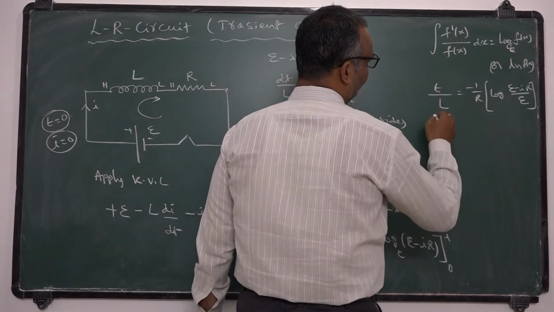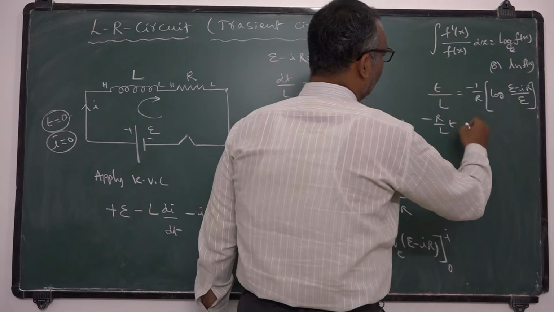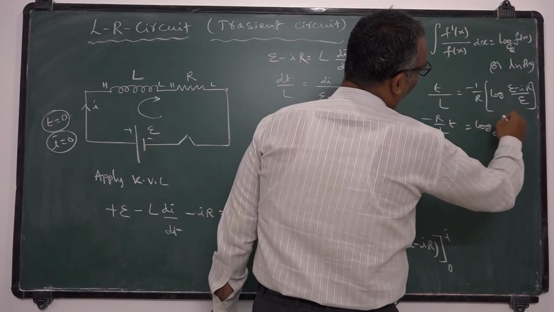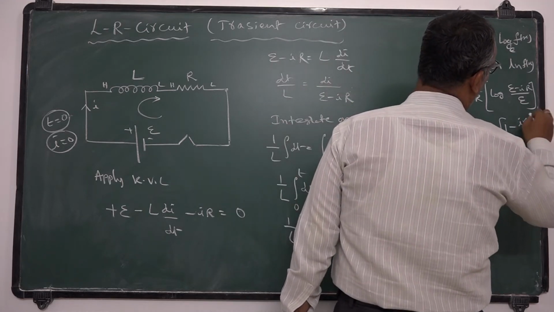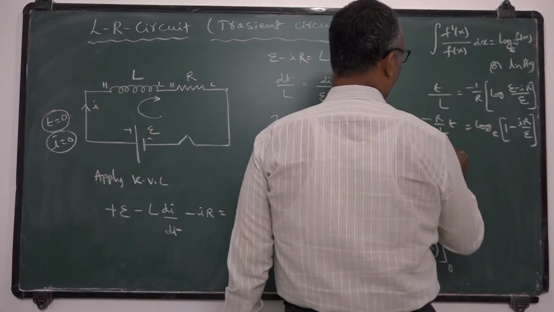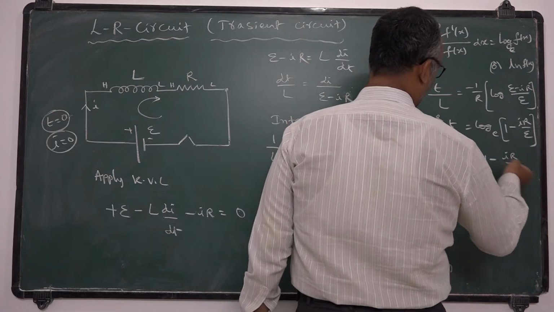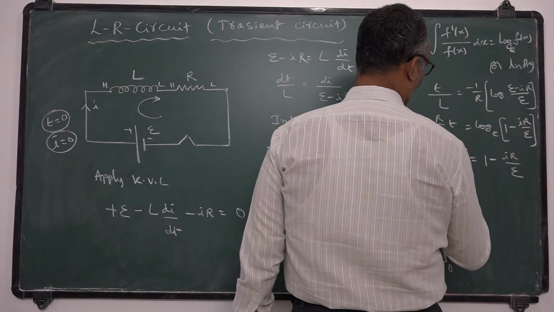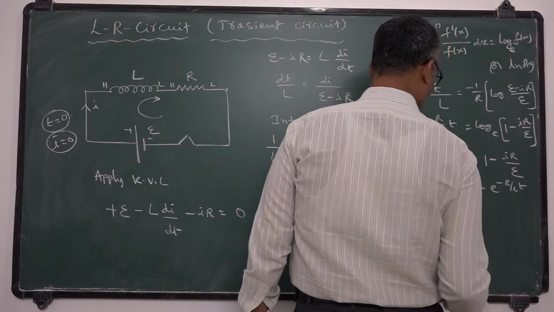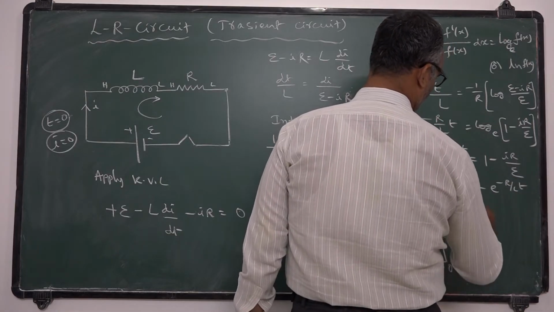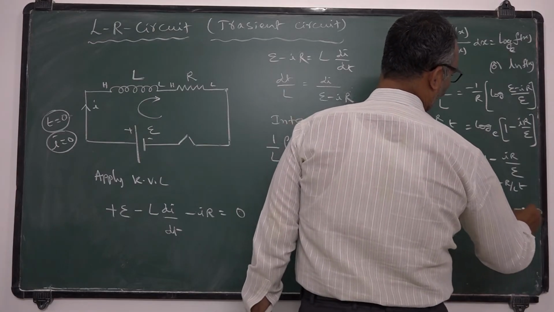You bring this side, minus R by L into T is equal to log to the base e of 1 minus IR by E. This E will come this side, e power minus R by L into T is equal to 1 minus IR by E. Bring it this side, IR by E is equal to 1 minus e power minus R by L into T. I is equal to E by R into 1 minus e power minus R by L into T.